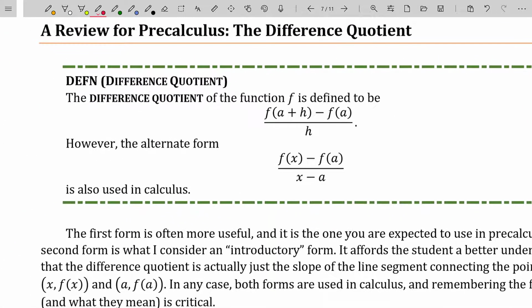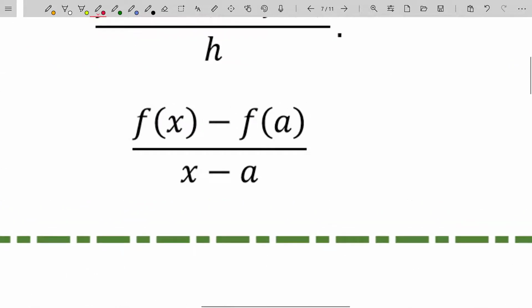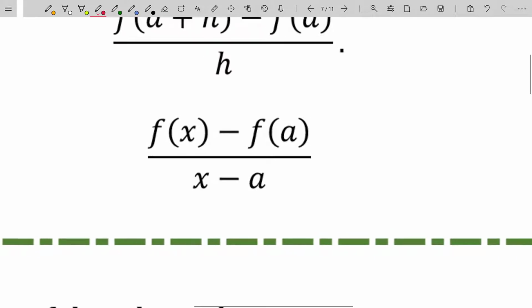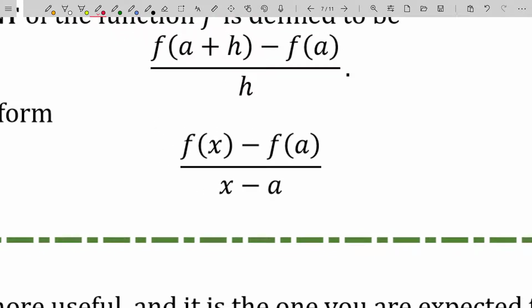So anyhow, there is, by the way, a secondary or alternative form that's used in calculus, and that is f of x minus f of a all over x minus a. But to be honest with you, the first form, this guy right here, is the most popular form in calculus. The second form does creep up in calculus every once in a while. It's not hard to deal with either.